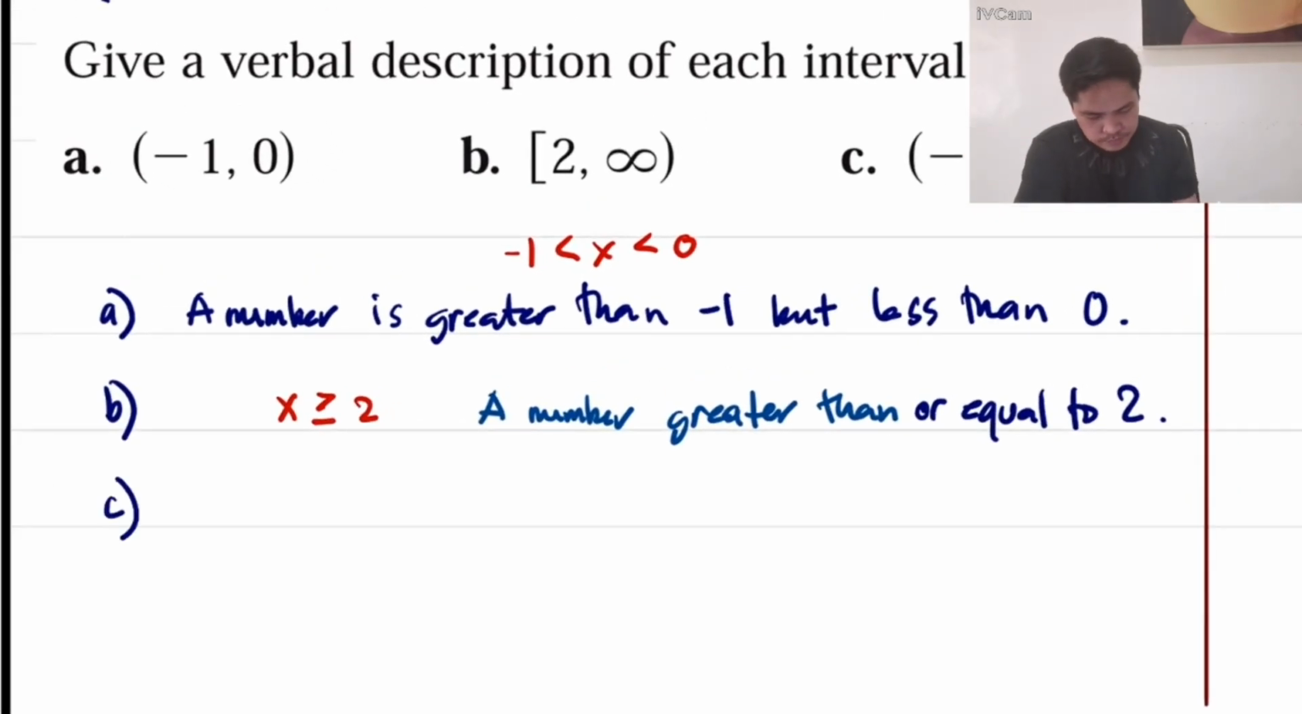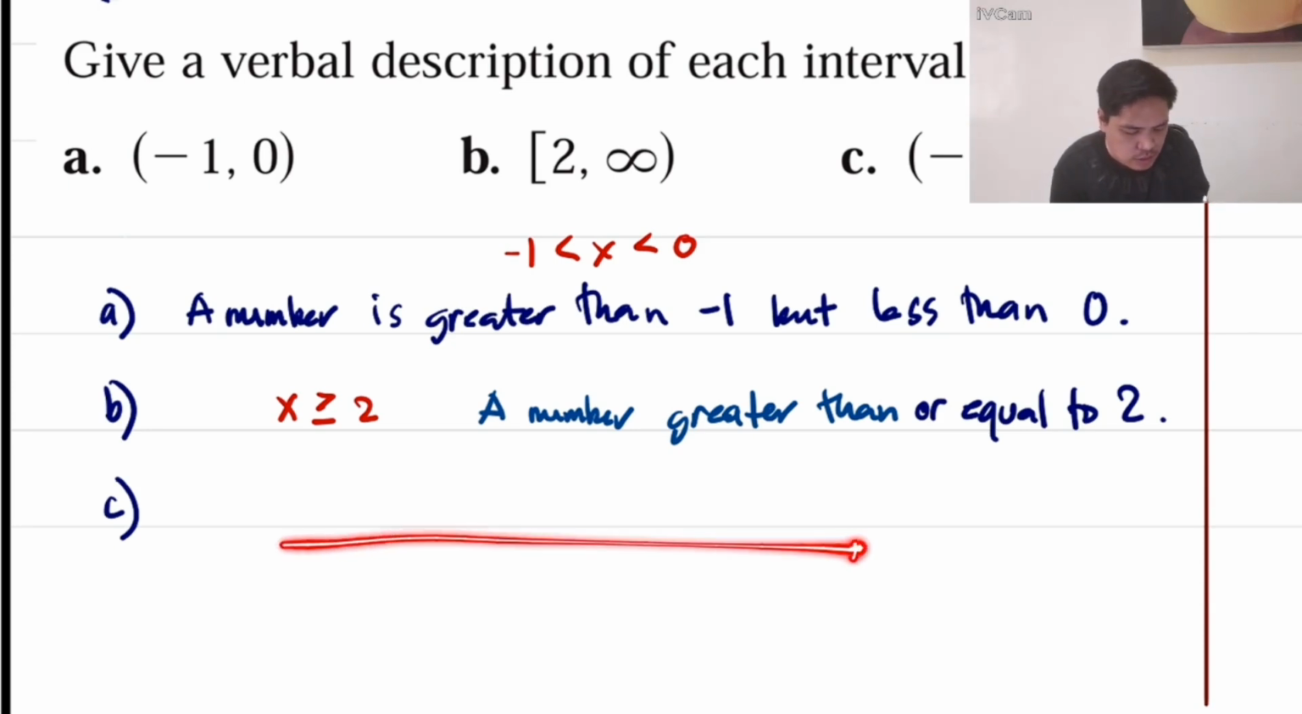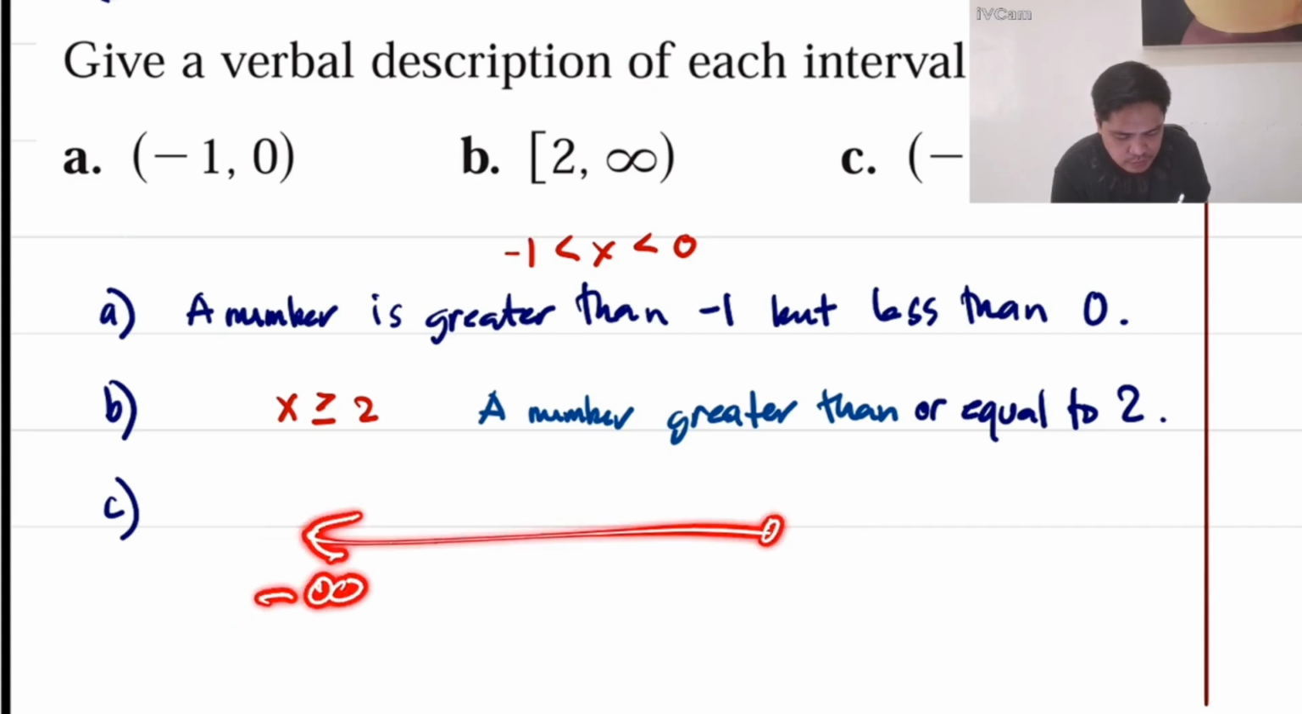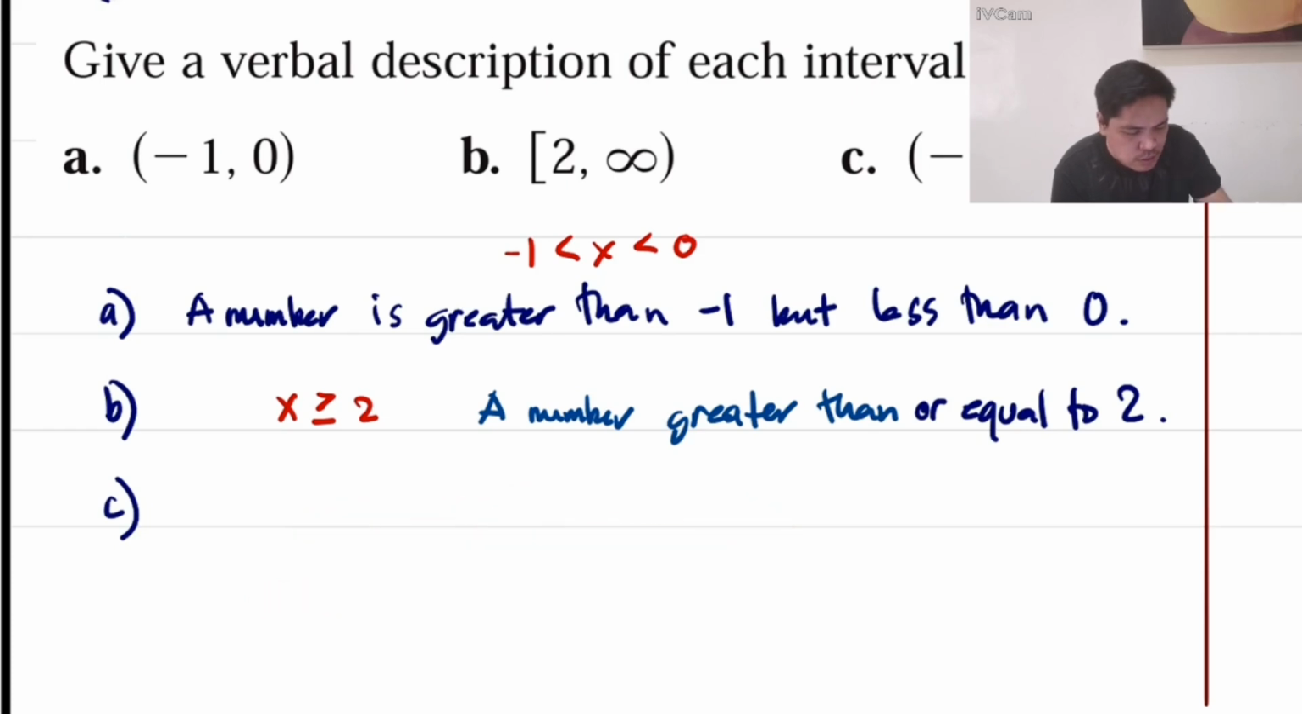Okay, how about letter C? In letter C, the negative numbers and 0 are included. So that means all numbers less than 0. If we illustrate it, if this is 0, all numbers toward negative infinity are to the left. It's open at 0, so 0 is not included. It could not be equal to 0. So we describe x as numbers less than 0.